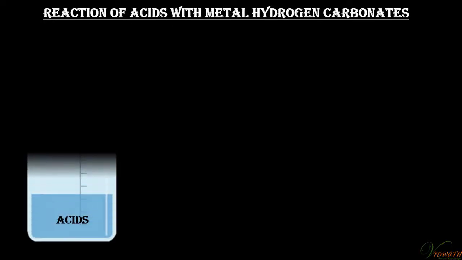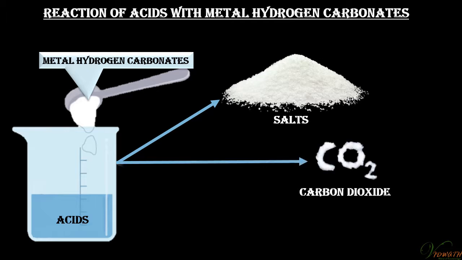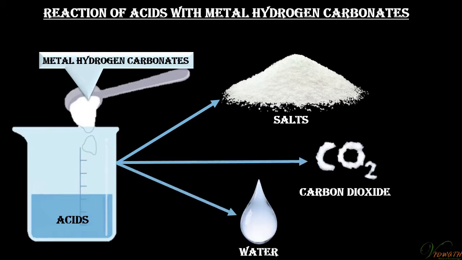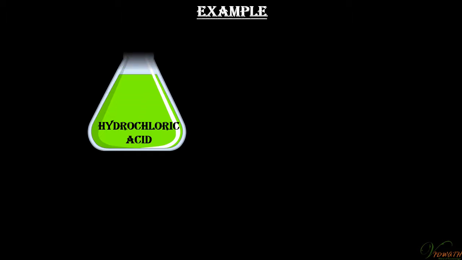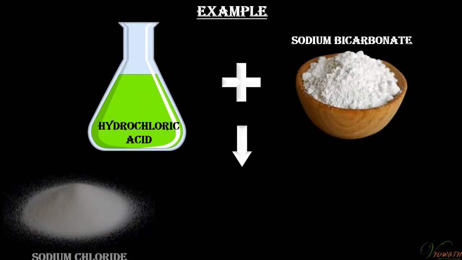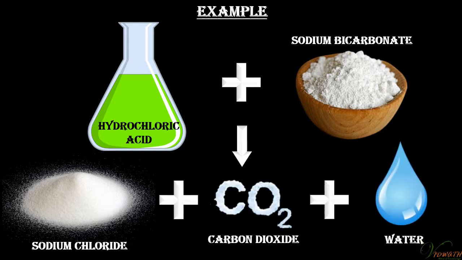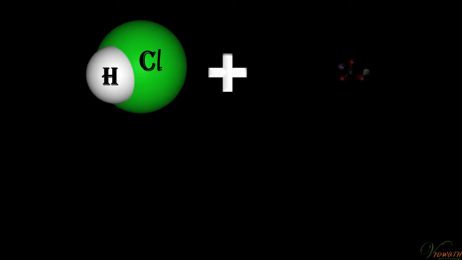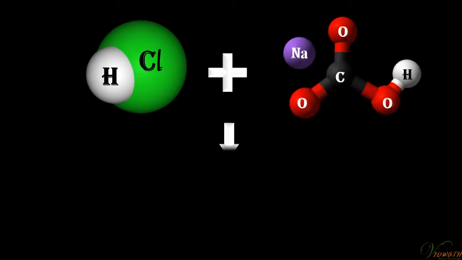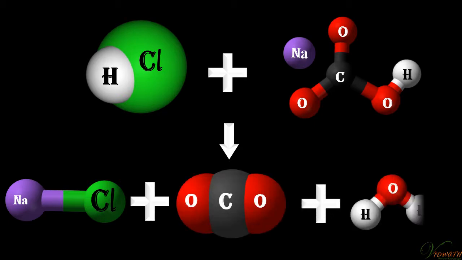Reaction of acids with metal hydrogen carbonates. Acids react with metal hydrogen carbonates and form corresponding salts, carbon dioxide and water. Example, hydrochloric acid on reaction with sodium bicarbonate forms sodium chloride, carbon dioxide and water. HCl + NaHCO3 gives NaCl + CO2 + H2O.